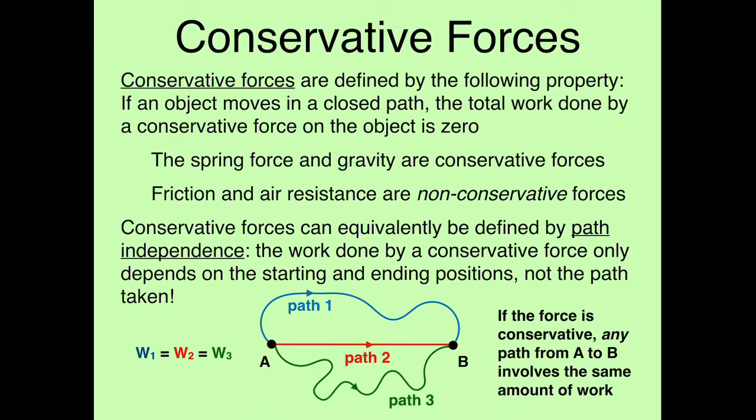The point is, if you have a conservative force, the work is going to be the same for all three of those paths. W1, W2, W3 will all be the same as long as you have a conservative force. Of course, if you have a non-conservative force like friction or air resistance, then there would be a different amount of work being done for each of these paths. Maybe path 1 is different from path 2, is different from path 3. But again, if you have a conservative force, it's path independent. Doesn't matter what path you take. All that matters is where you start and where you end up.